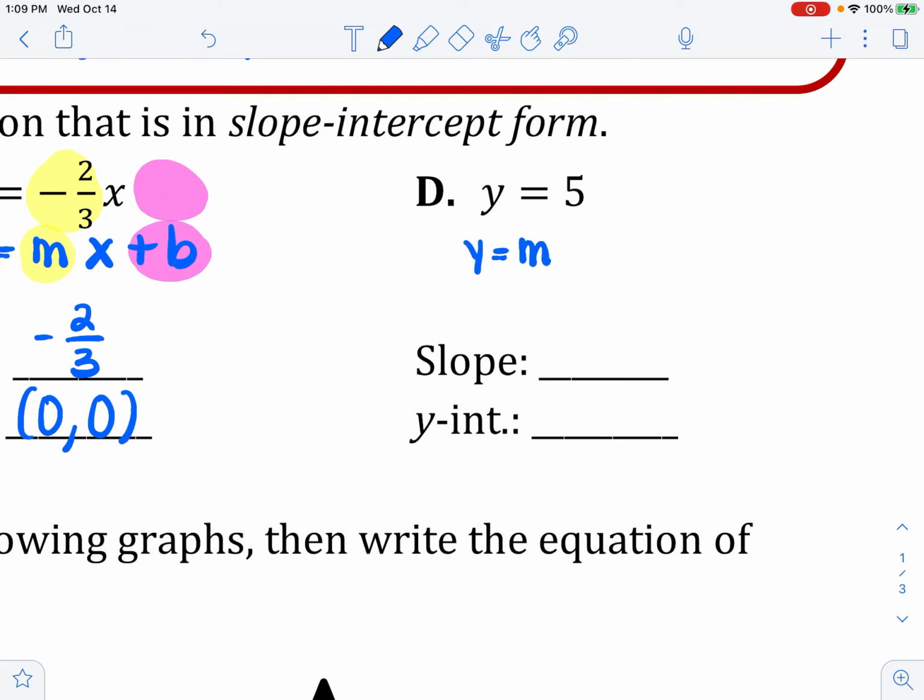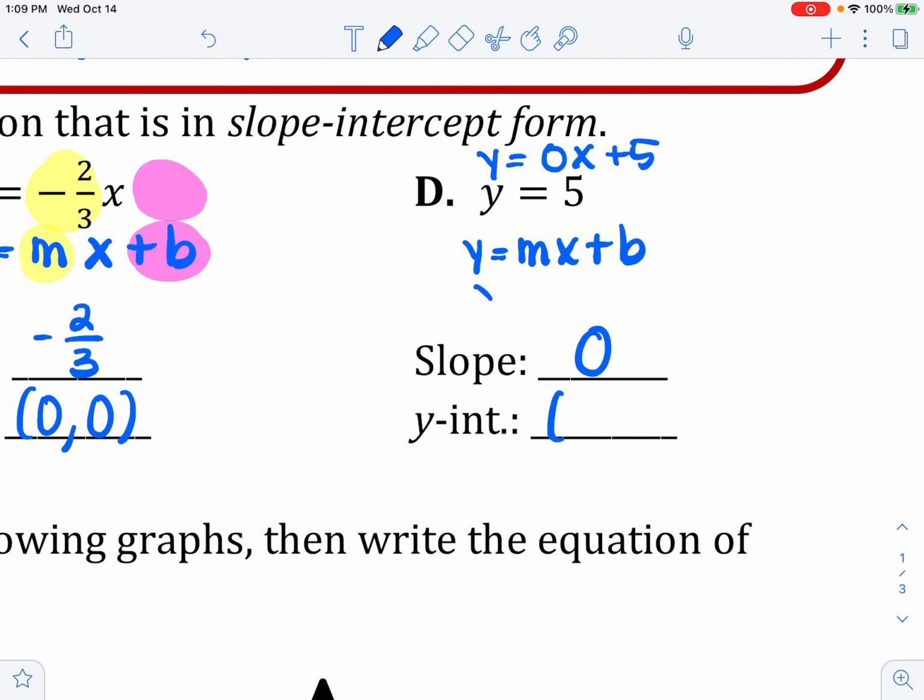All right, last one. y equals mx plus b. What you have to realize here is there's no x in this. So this is the same thing as y equals, there's no x's, and then a +5. Your slope is 0, your y-intercept is (0, 5).